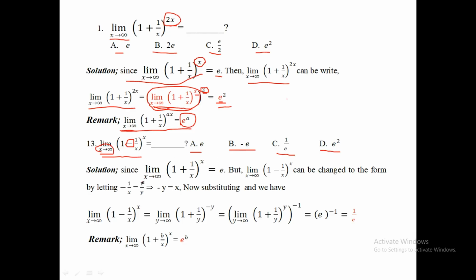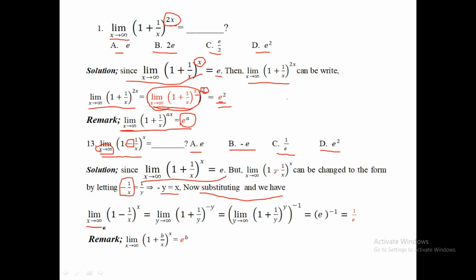Since the limit for the original one is e, but the given question, as I have told you, that one is plus, but here is minus. So it can be changed to that form by letting 1 minus 1 over x be equivalent to 1 over y. Then, crisscross, minus y equals x.